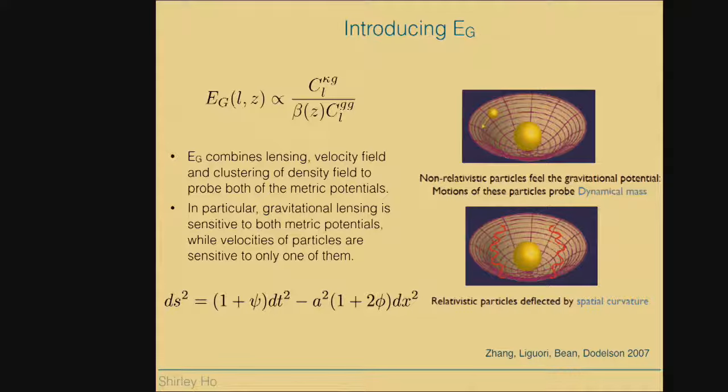When you combine all of that, it's kind of interesting because you put in both metric potentials. This is the metric we're looking at here. Non-relativistic particles feel the gravitational potential, so motions of these particles probe the dynamical mass. While relativistic particles, like photons in gravitational lensing, are deflected by the spatial curvature. So it probes different metric potentials, and it's very interesting. One of them probes both metric potentials, the other probes only one of them. So it's really interesting to combine them.